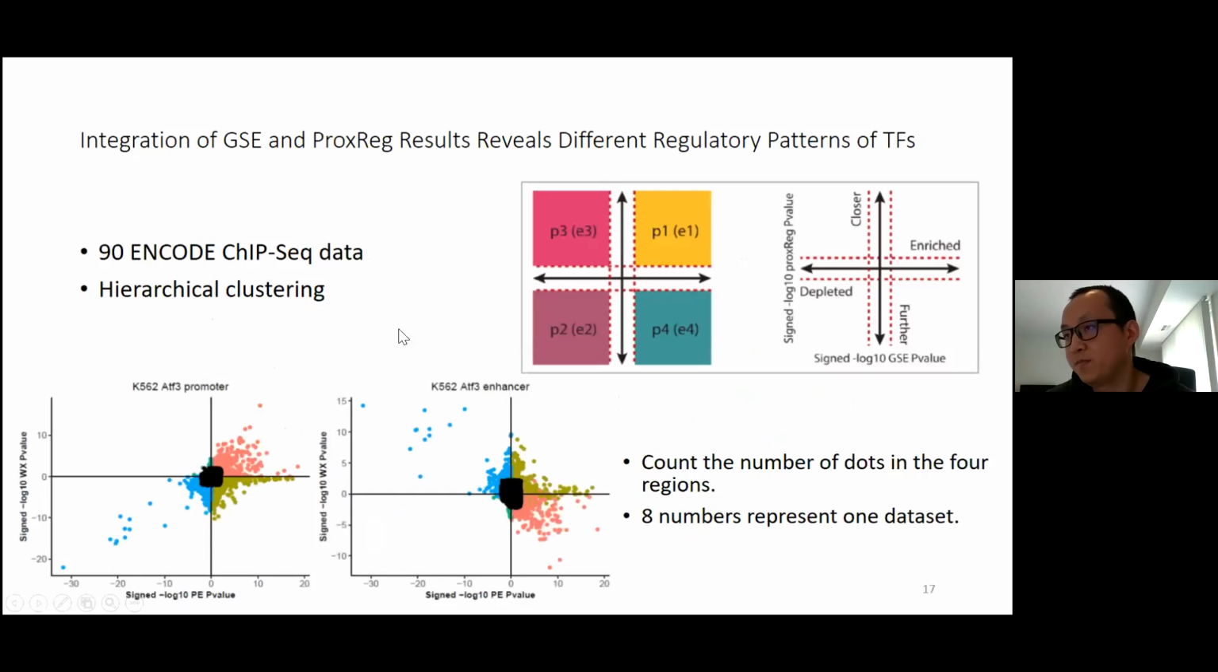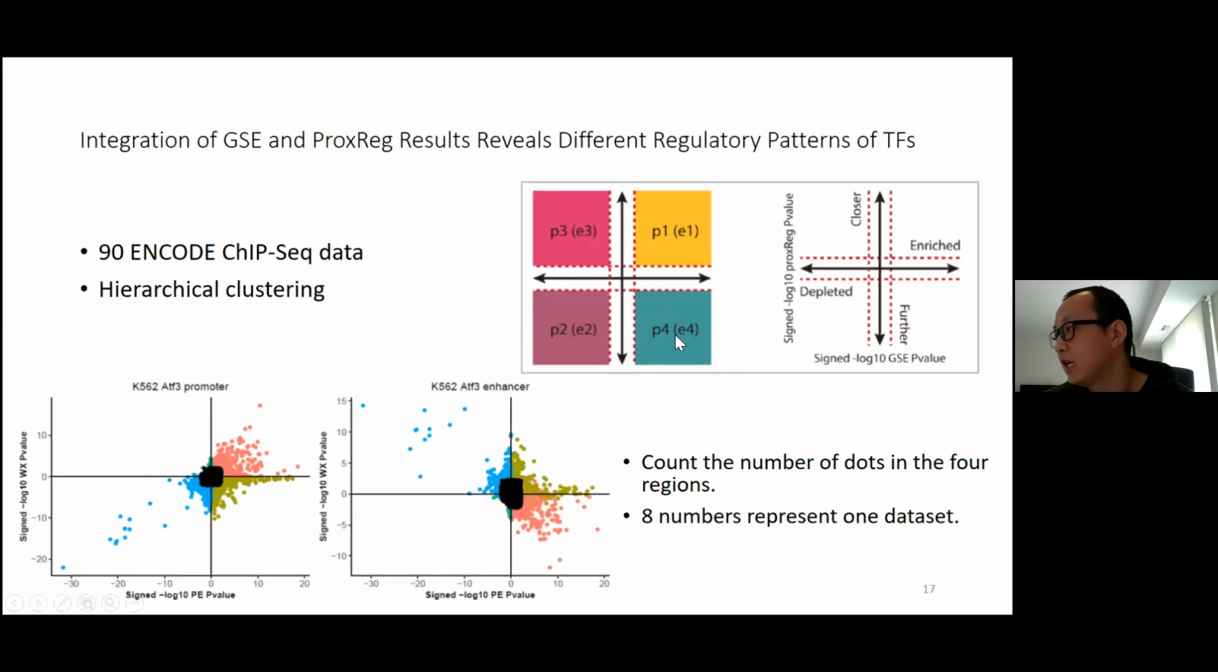Then we did a hierarchical clustering to see if there are different regulatory patterns among those TFs. Here are the results. How do we do the hierarchical clustering? We divided those two figures into 4 regions, and we count the number of dots in the 4 regions, so each ChIP-seq data set is represented as 8 numbers. For example, this one is a promoter result. The x-axis is the GSE p-value, and the y-axis is the proximity p-value.